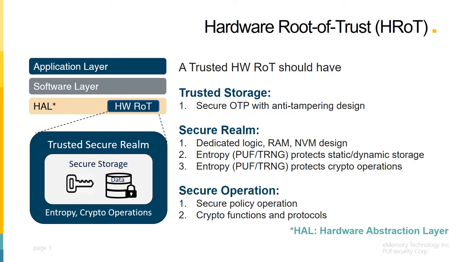First, trusted storage is a secure OTP with tamper-proof design. Second, the security ring can be built by dedicated logic, RAM, non-volatile memory, and use entropy from PUF or two random number generators to protect the steady storage, dynamic storage, and crypto operations. Third, for secure operation, the operation shall follow secure policy and use crypto engines and protocols to protect the root of trust.